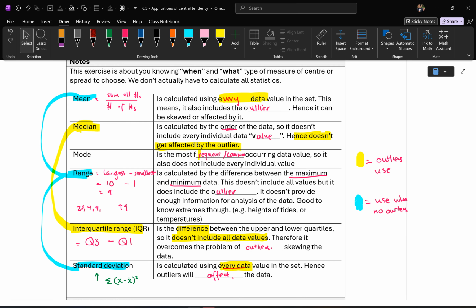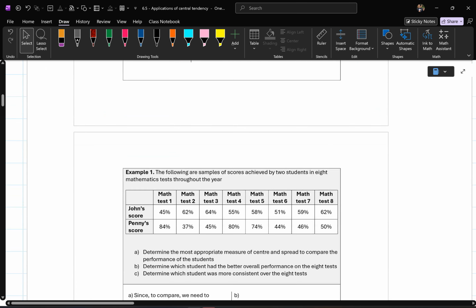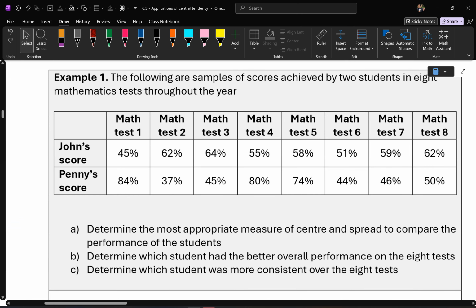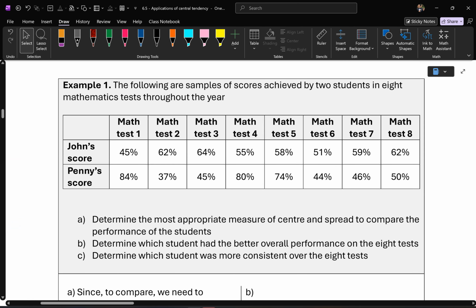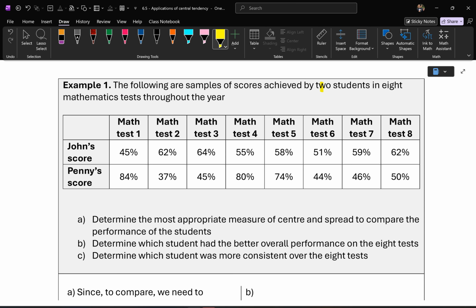All right. Here we go. Let's do one example together, team. Flip over the page. Here's an example. So at year 12, they'll give you a scenario. So here's the scenario. Sample scores achieved by 2 students. So you've got students named John and Penny, 2 students. They have done 8 mathematics tests throughout the year. So kind of like you guys, you might do 8 tests throughout the year, or 8 quizzes. So they did 8 of them. Test 1, test 2, test 3, test 4, 5, 6, 7, 8.